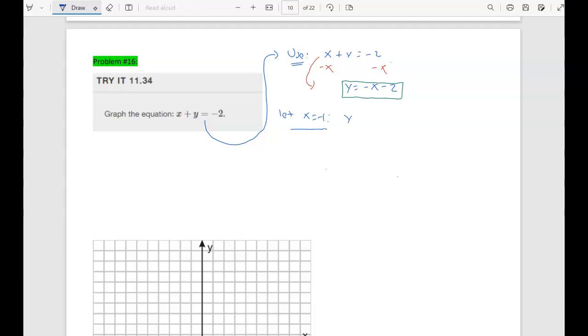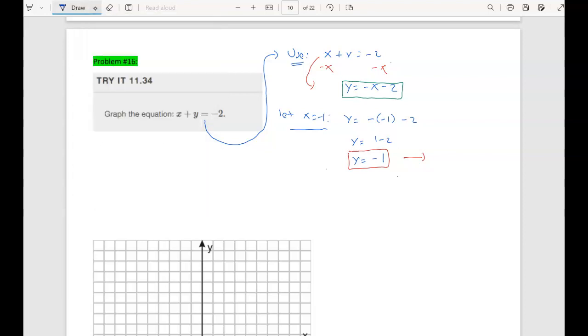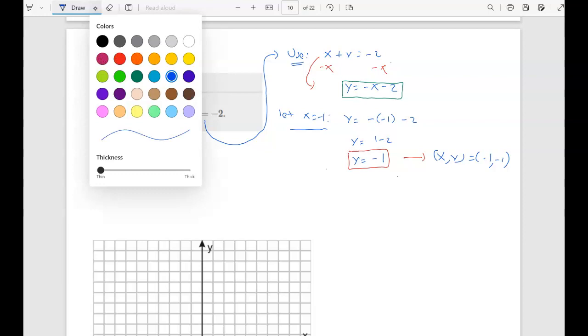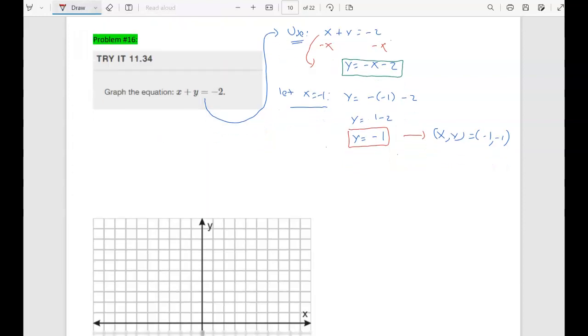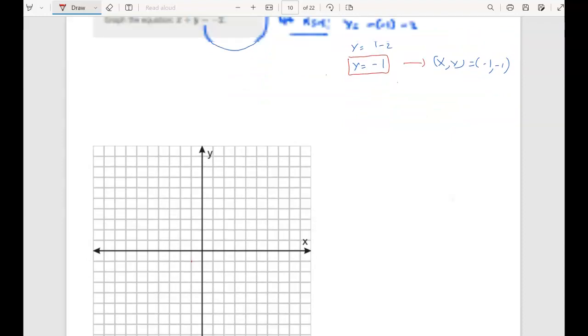As you plug this value in, you're going to get -1 minus 2. So y is equal to 1 minus 2, or y is equal to -1. The coordinate point, as an x and a y, is -1, comma, -1. Let me plot this one on the Cartesian plane. So -1, -1 is going to be here.